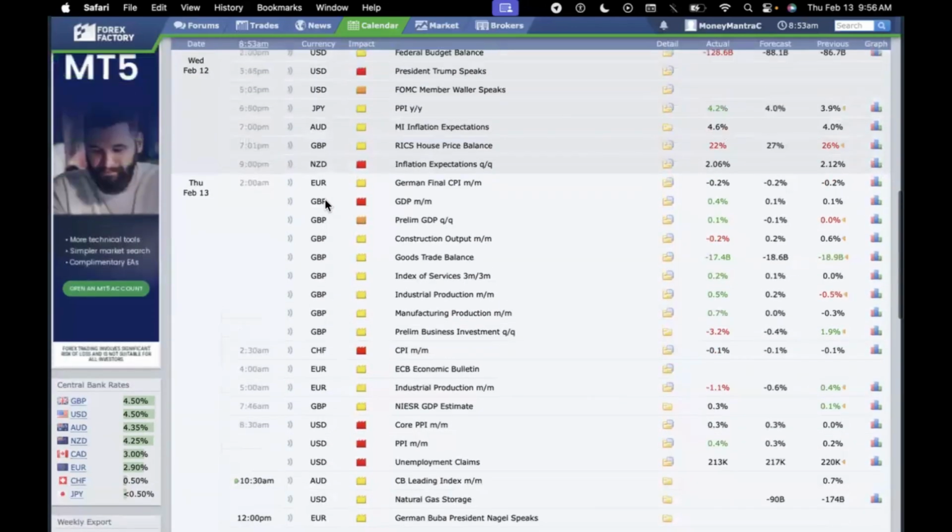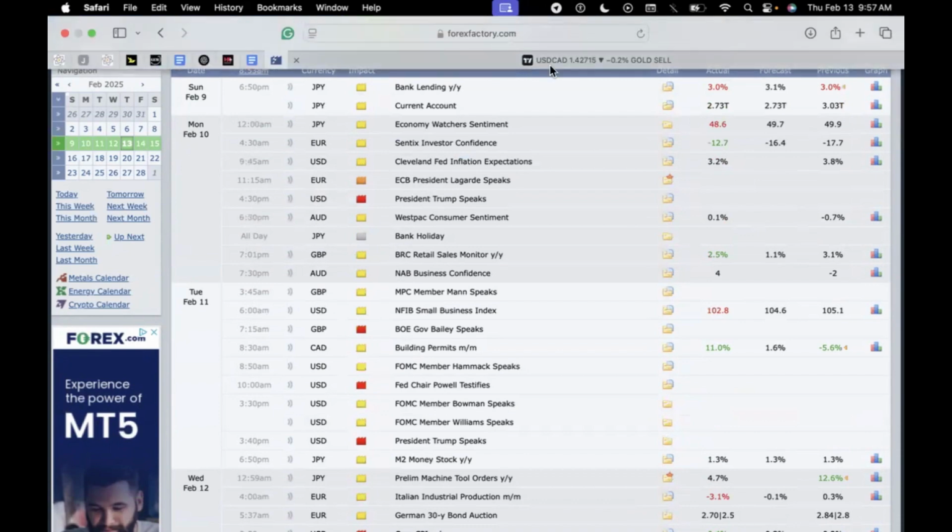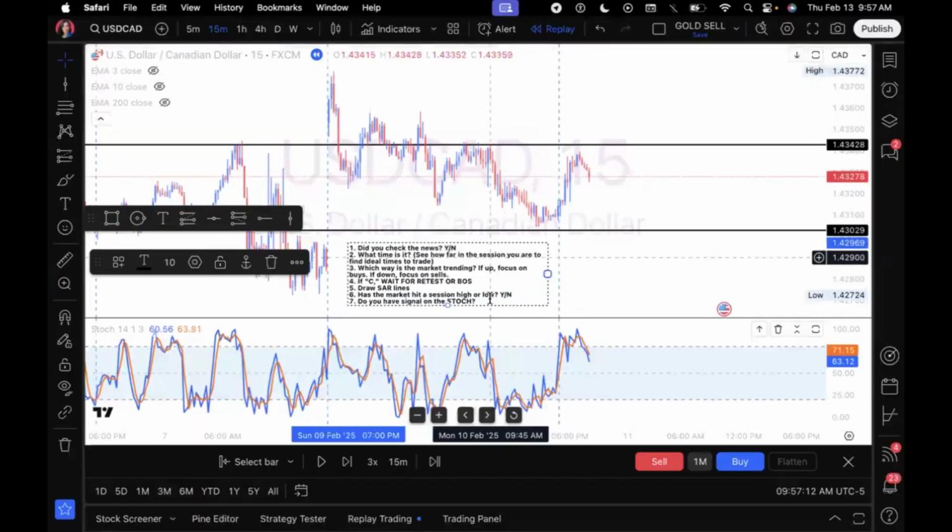So we're going to go to forexfactory.com. This is the website that I like to use for my news. And then we're going to go to Monday, February 10th, and we're going to see if we had any news around 8 p.m. So we didn't have any USD news at 8 p.m. and we didn't have any CAD news. So far, we're in the clear.